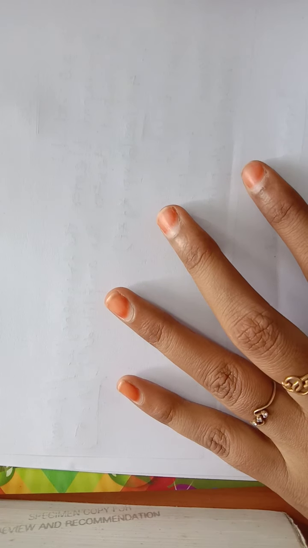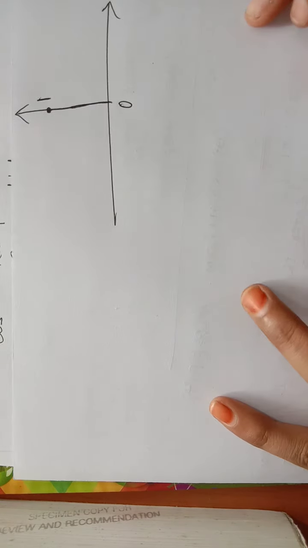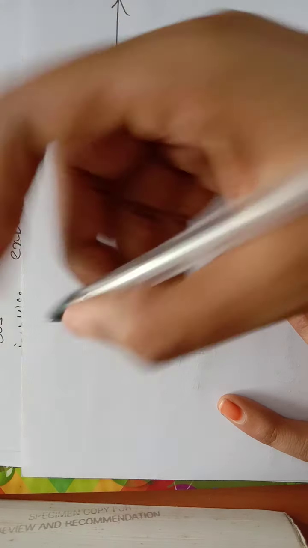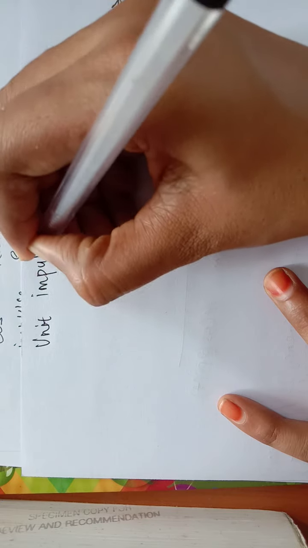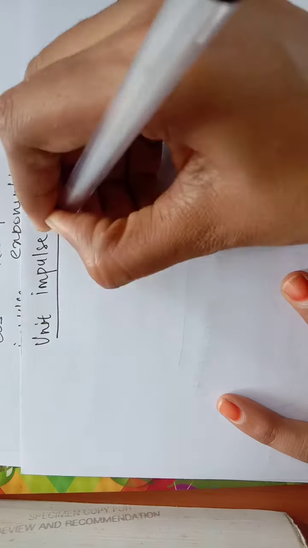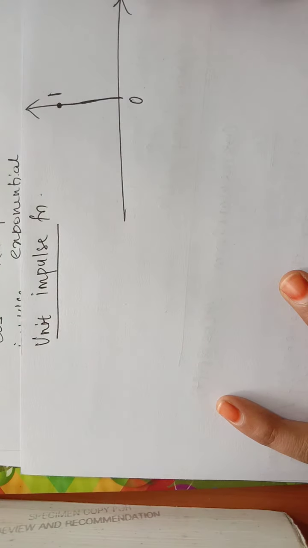Let us see how to write an impulse function. I am going to generate an impulse function in this form, that is, at the origin I am having a value 1. That is, I am going to generate a unit impulse function. Okay, so I'm going to generate like this.